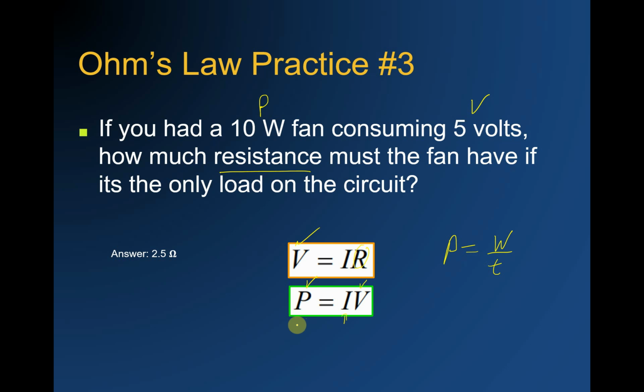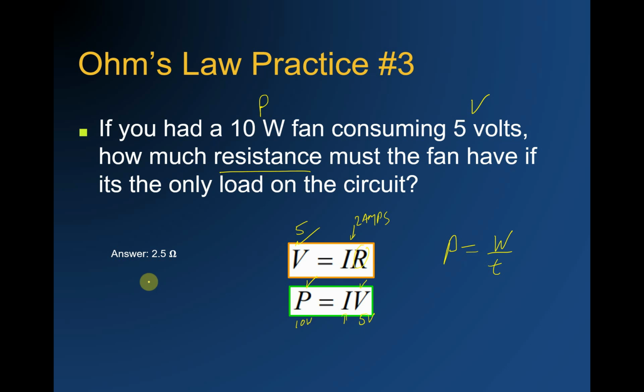That's one solution, right? I could do 10 watts. I could do 5 volts. I could divide by that and I'd get 2 amps. I could plug my 2 amps in here. And I know the volts are 5 volts, and then 5 divided by 2 would give me my answer of 2.5.